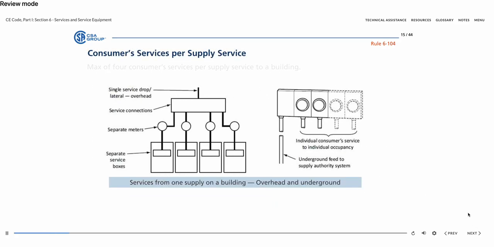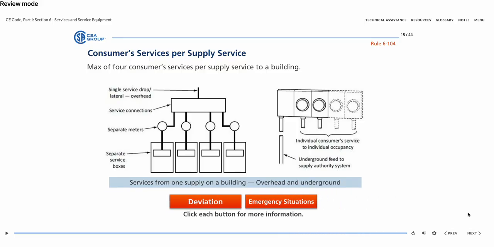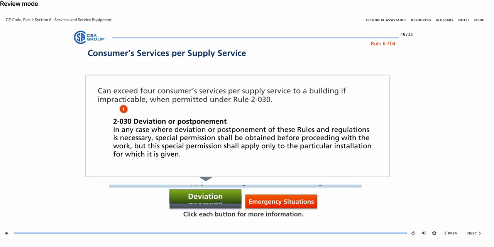The code is also very clear on the maximum number of consumer services permitted in or on a building. Rule 6-104 requires that no more than 4 consumer services be connected to any supply service. Where the requirements of an installation make it impracticable to conform to the maximum of 4 consumer services per supply service, Rule 6-104 allows the number of consumer services to exceed 4 if a deviation is granted under Rule 2-030.